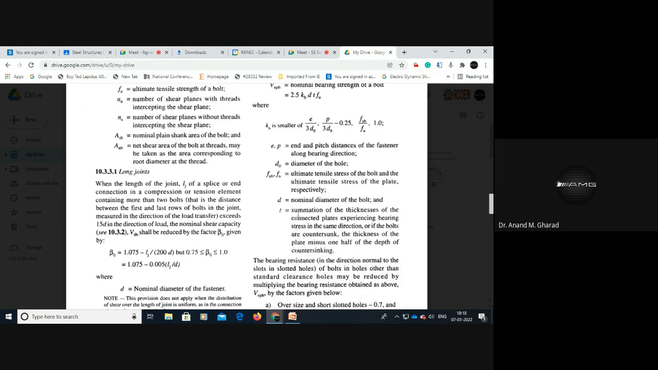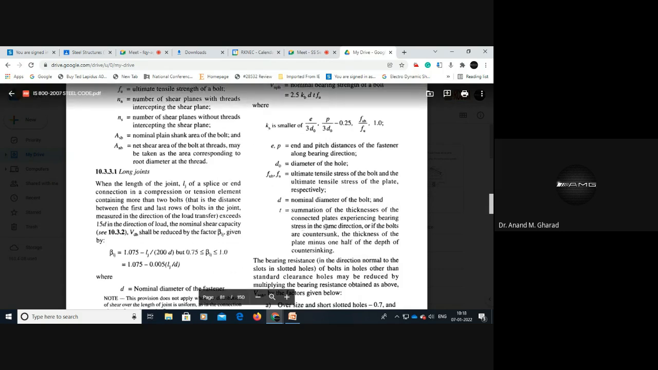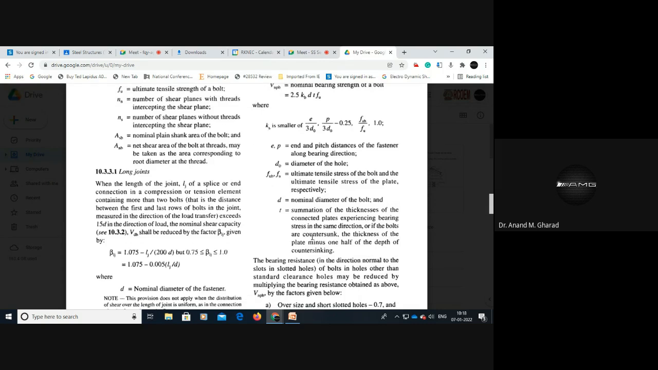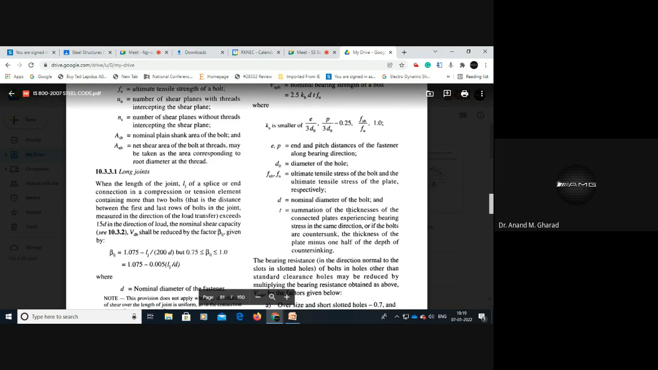This is what it says: summation of the thickness of the connected plates experiencing bearing stresses in the same direction, or if the bolts are countersunk, the thickness of the plate minus one half of the depth of the countersinking. The countersunk, I will be explaining to you later on. Our area of interest is this: summation of the thickness of the connected plates experiencing bearing stress in the same direction. I will explain this to you, okay?